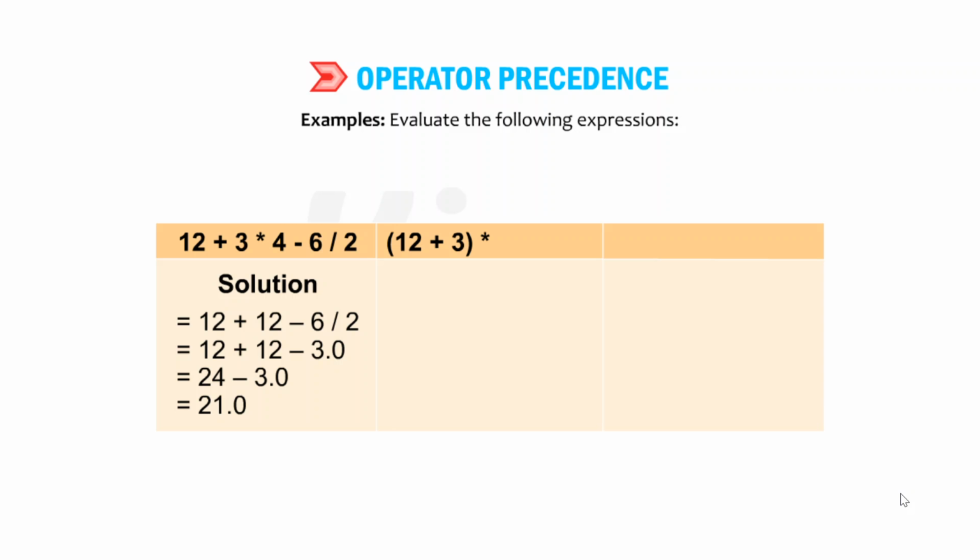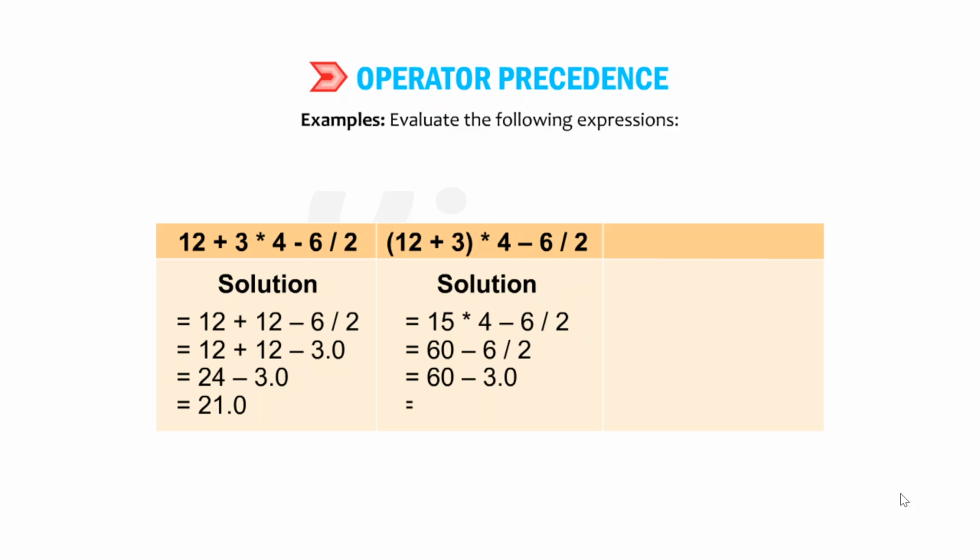(12 plus 3) into 4 minus 6 divided by 2. Solution: equals 15 into 4 minus 6 divided by 2. That is equal to 60 minus 6 divided by 2, which is equal to 60 minus 3.0. That is equal to 57.0.